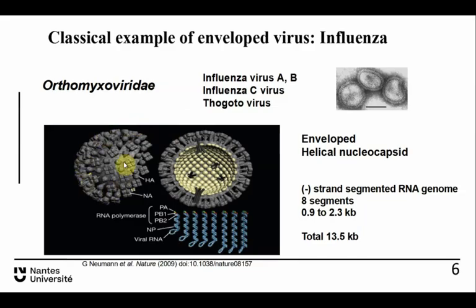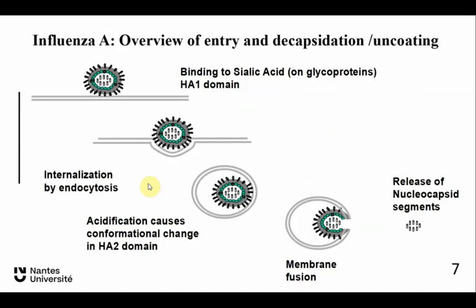So for attachment and entry, it's going to depend on the virus glycoproteins. There are 2 viral glycoproteins, well, 2 major ones, the hemagglutinin and the neuraminidase. And the attachment and entry protein is the hemagglutinin. So the overview of influenza virus attachment and entry is first they'll be binding to sialic acid on glycoproteins.